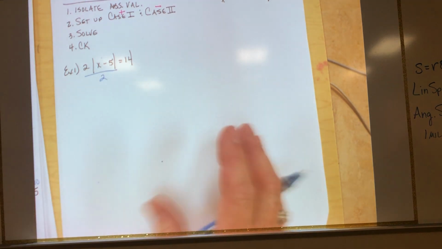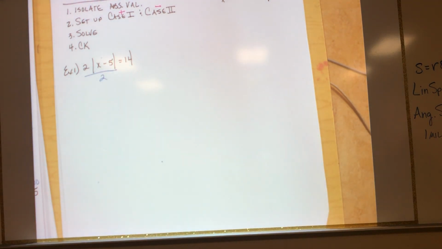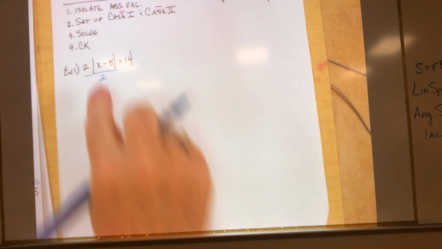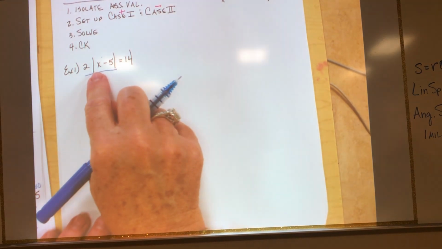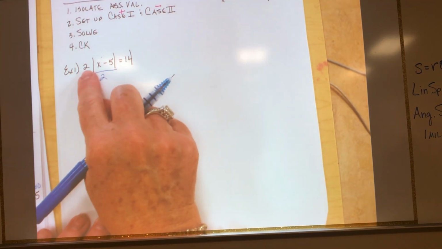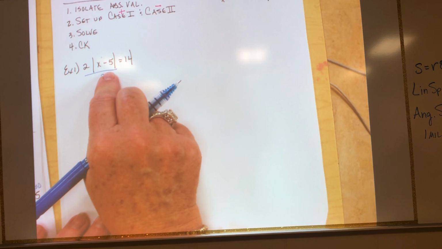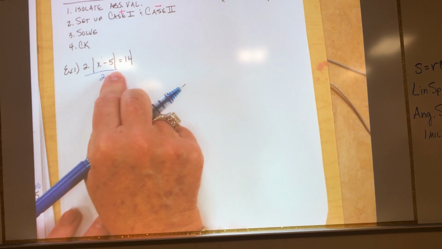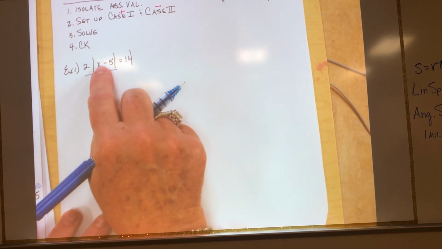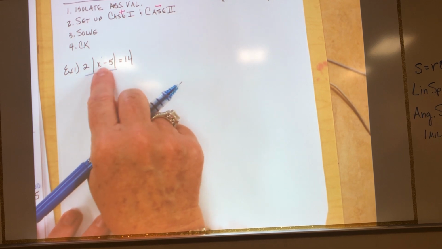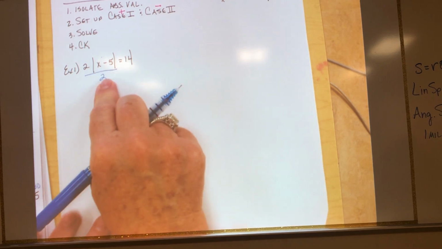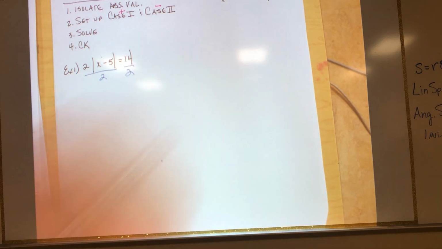If you look at it and your brain doesn't go, oh, do this, then you go, oh, wait a minute, I gotta get rid of the 2. Now y'all listen to me. You can never, ever distribute through an absolute value. Okay, that's totally wrong. Here's another thing that's totally wrong. You cannot say that this minus sign is inside the absolute value, so it becomes a plus sign. No. You can never do that. All right, so you're going to divide both sides by 2. All right, so y'all do that.